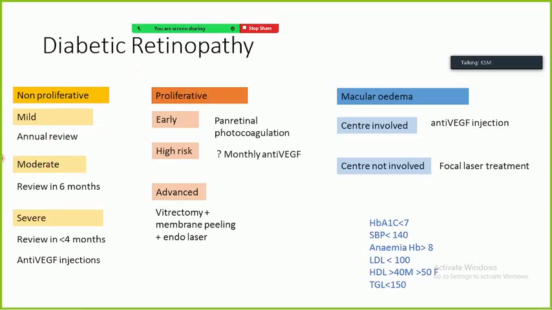So how do you review patients? Annual review if mild or no retinopathy, moderate 6 months, severe less than 4 months. And how do you treat severe? You can either give lasers or injections. Proliferative, you might have to do surgery, retinal surgery. And for the macula, center not involved, you can give focal laser treatment, and center involved, the treatment is injection.